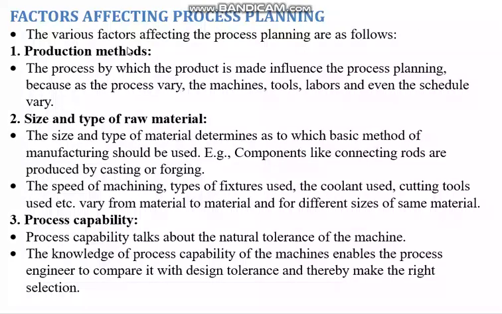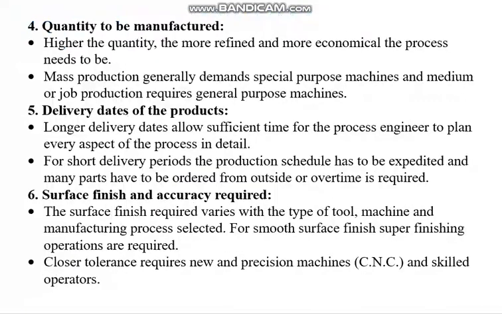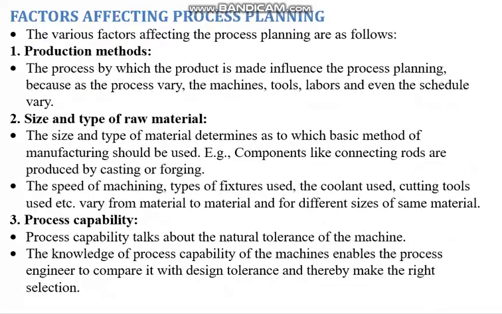Now let us discuss the next topic, factors which affect process planning. Here are certain factors we are going to see. One is the production method, second is size and type of raw material, third is process capability, fourth is quantity to be manufactured, then delivery dates, and surface finish and accuracy required. These are the 6 different factors that will be affecting the process planning.